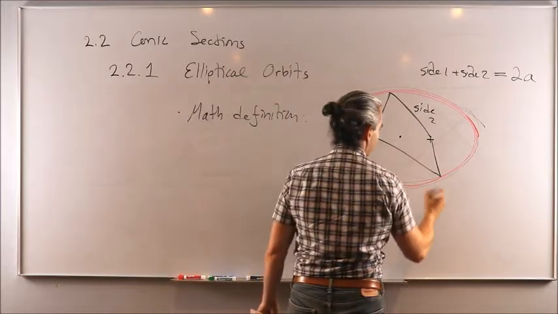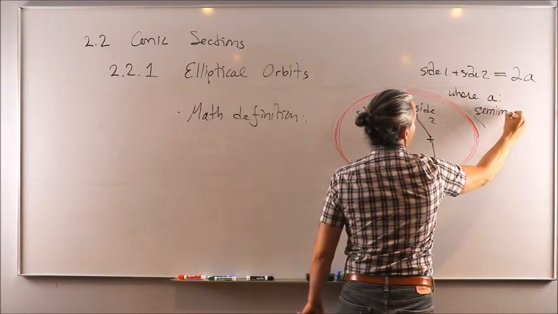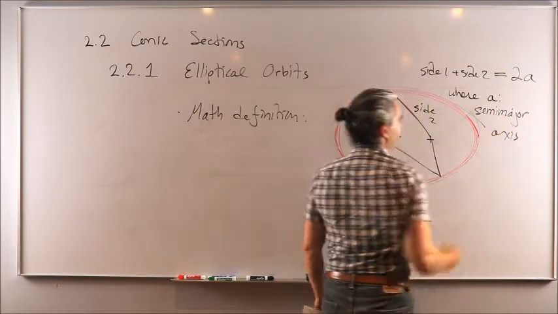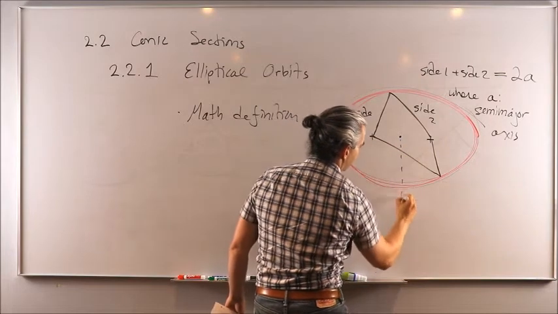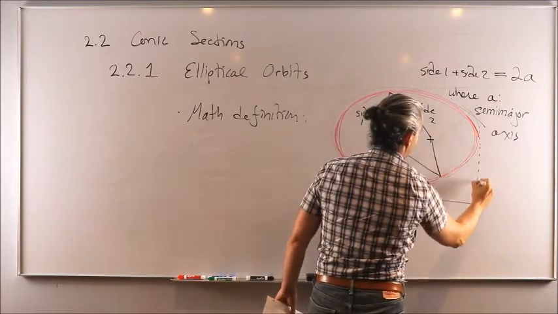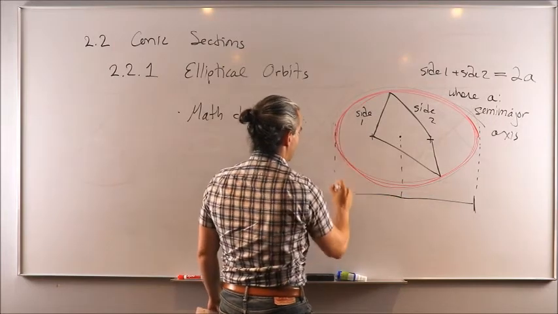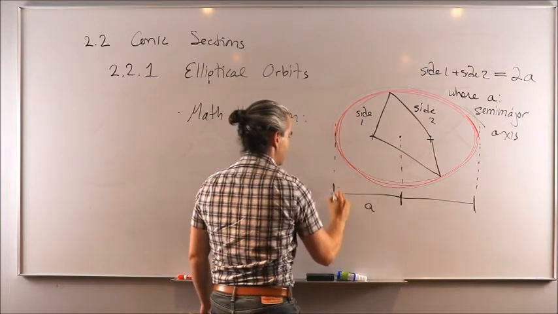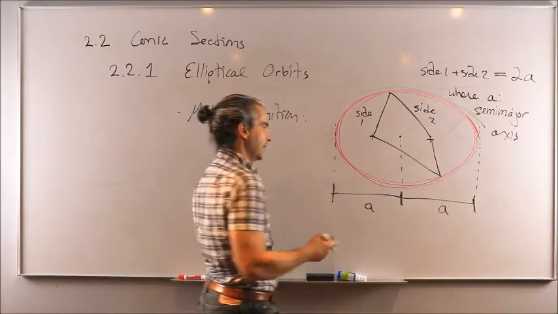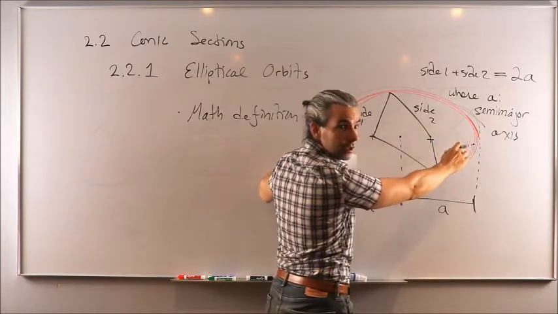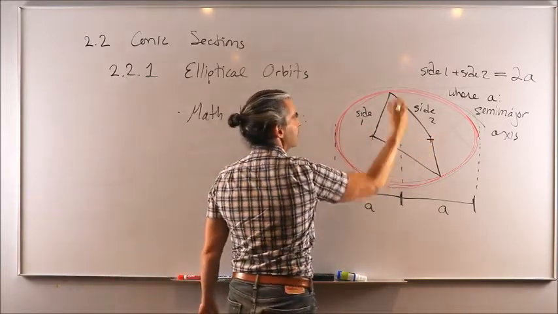Well, a happens to be the semi-major axis of an ellipse. Semi-major axis means that you go from the center of the ellipse all the way to the end of either this side or that side. This is a from the center to here, and this is a again from the center to this side of the ellipse. Semi-major axis, meaning that this is half of the major axis, which is the longest side of the ellipse. So that is the mathematical definition, that side 1 plus side 2 is always equal to 2a.